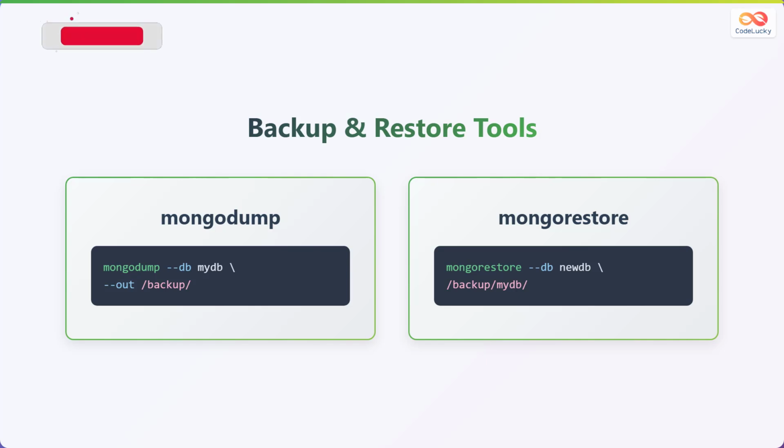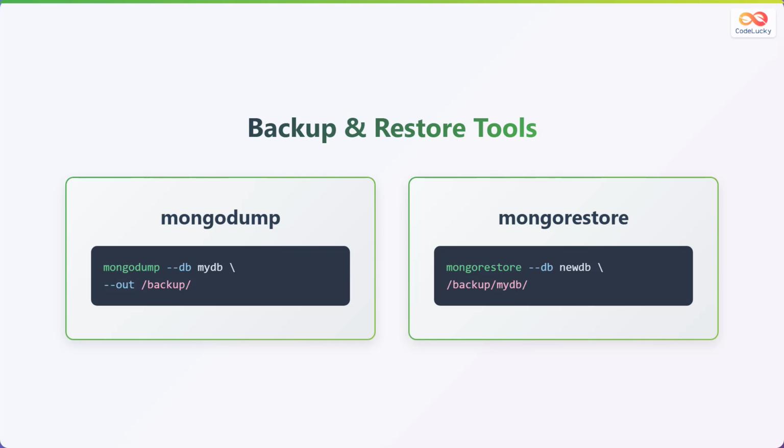MongoDB also offers tools for backup and restore operations. mongodump is used for creating backups. It exports MongoDB data to a directory. For example, mongodump --database my database --out /backup/.